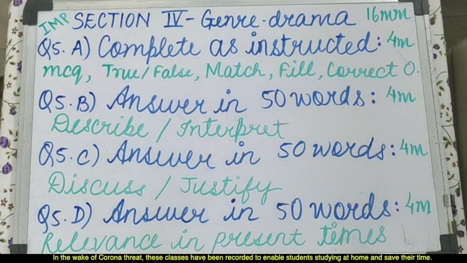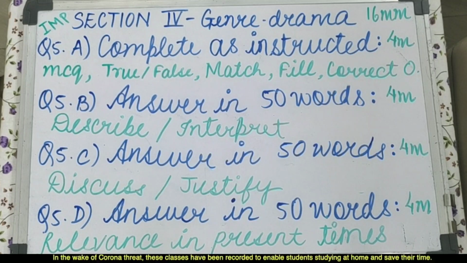There are 4 sub-questions A, B, C and D, and each sub-question carries 4 marks. For this, you need not worry because we will have proper preparation and briefing of each lesson in further videos. So in your course, section 4, that is genre drama, is based on novels, like the history of the novel, how the novel originated and further on. So moving on to the sub-question wise distribution.